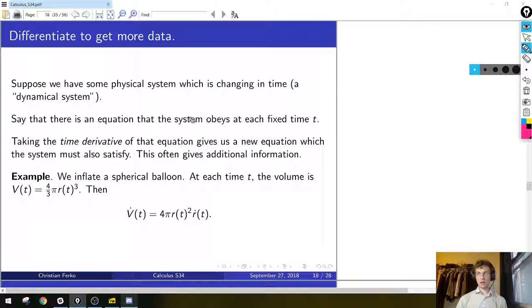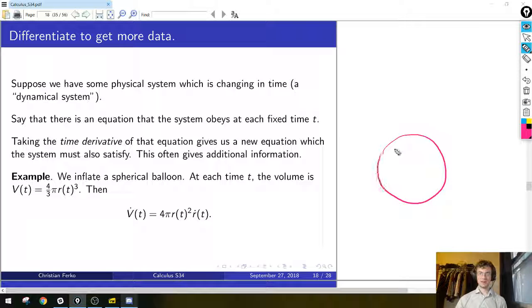The observation we're making here is that you can get additional data about the behavior of this dynamical system by taking that equation you have which holds at a fixed time t, and taking the time derivative of that equation. So you will take the derivative of the left side and the derivative of the right side with respect to time, and this will give you a new equation which the system will also satisfy, and this often tells you more interesting stuff about the system. Okay, so that's all very abstract. Let's pick a very specific example.